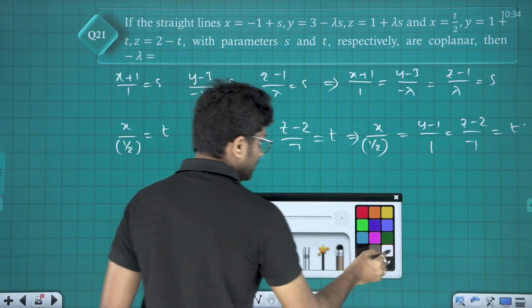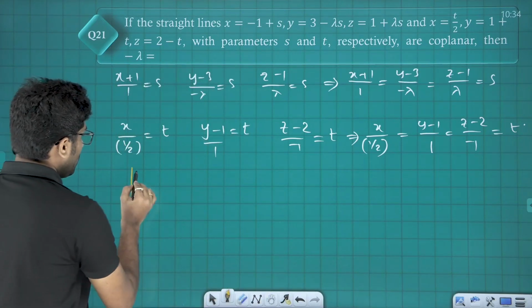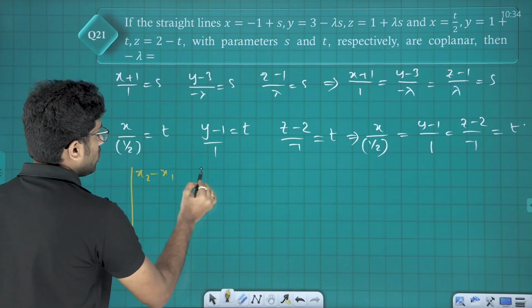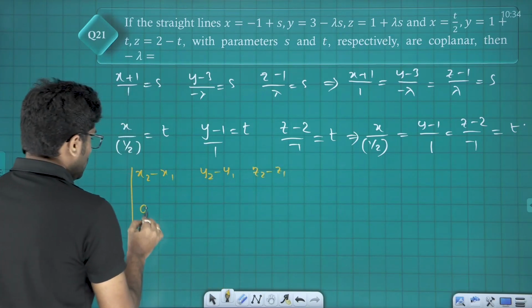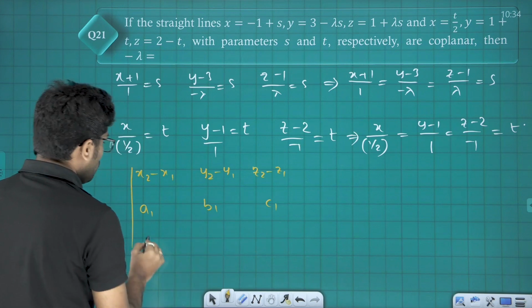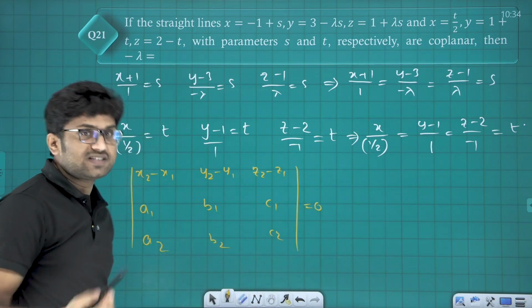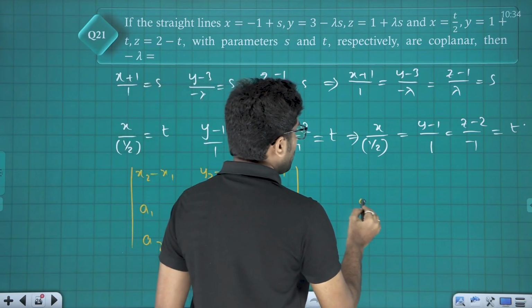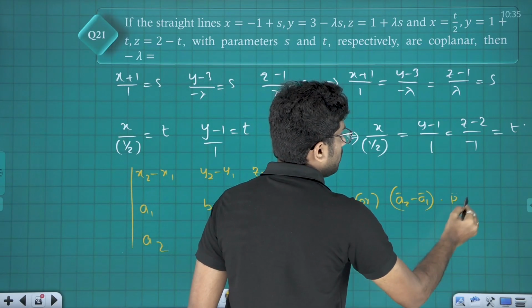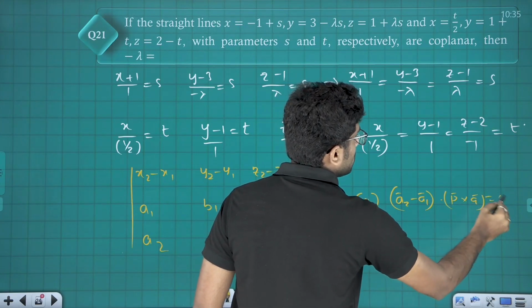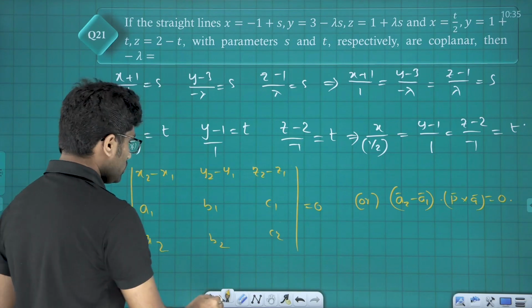So friends, if the two lines are coplanar, that is, the determinant of x2 minus x1, y2 minus y1, z2 minus z1, a1, b1, c1, a2, b2, c2 should be equal to 0. This is in Cartesian form. In vector form, (a2 bar minus a1 bar) dot (p bar cross q bar) is equal to 0, friends. These two are the same. Okay. Now we'll use this determinant.